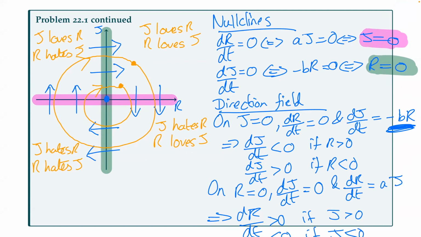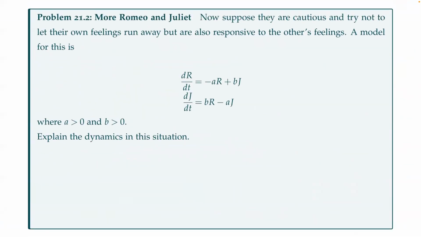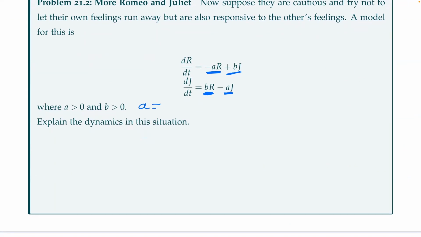So practice, practice, practice. With that in mind, let's have another look at a slightly different Romeo and Juliet model. Okay, so now suppose that they're a bit cautious. So rather than just responding to the other one's feelings, they try not to let their own feelings run away and are responsive to the other person. Okay, so this time we can have Romeo's feelings are negatively correlated with his own and positively correlated with Juliet's. Juliet's are positively correlated with Romeo's and are negatively correlated with her own. Okay, so they try to be responsive. We're also going to stipulate here that A and B are not equal to each other.